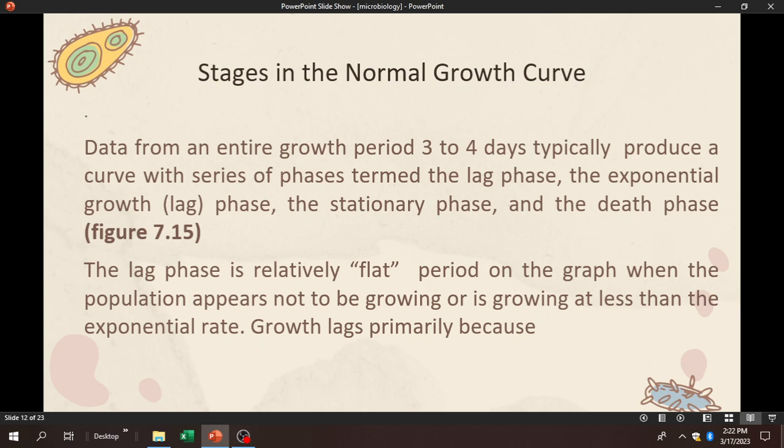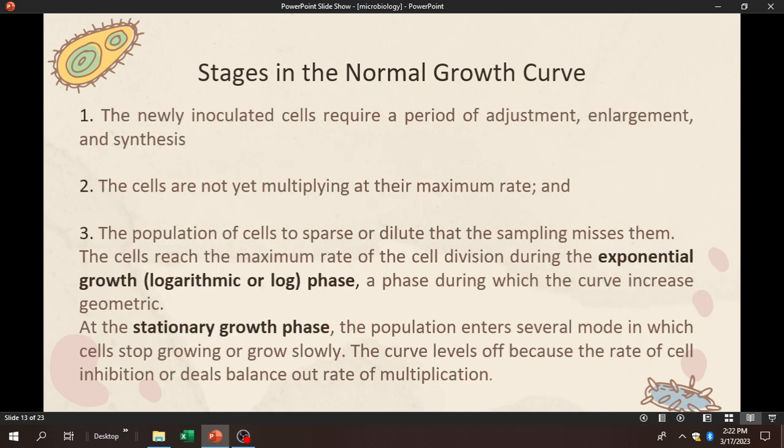Growth lags primarily because the newly inoculated cells require a period of adjustment, enlargement, and synthesis. The cells are not yet multiplying at their maximum rate, and the population of cells is so sparse or dilute that the sampling misses them. The cells reach the maximum rate of cell division during the exponential growth, or logarithmic or log phase, during which the curve increases geometrically.